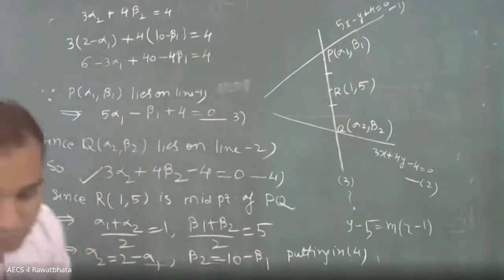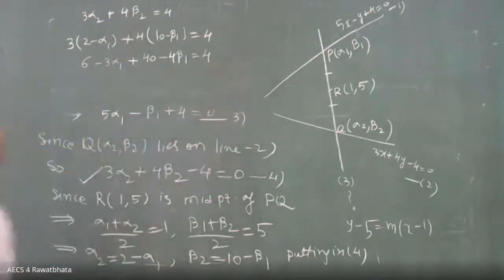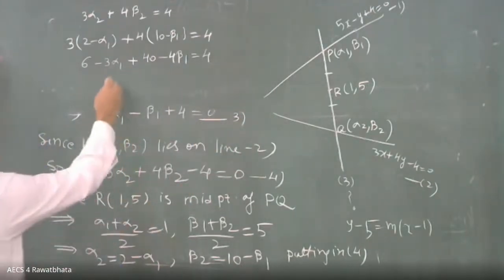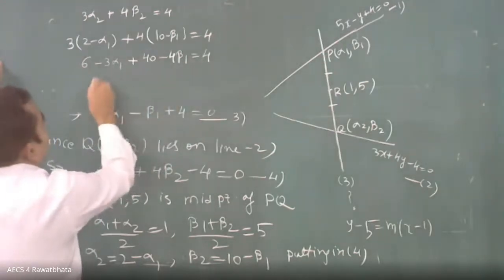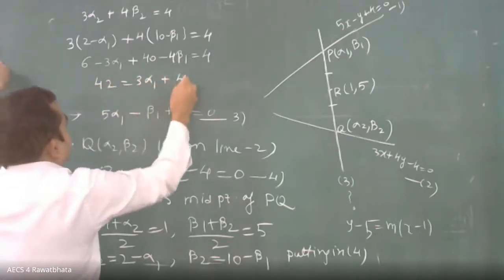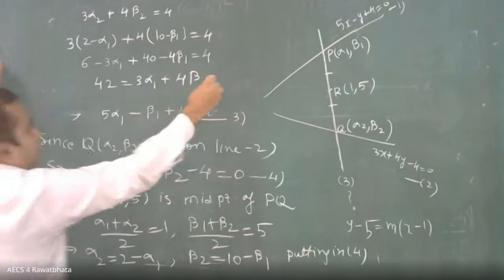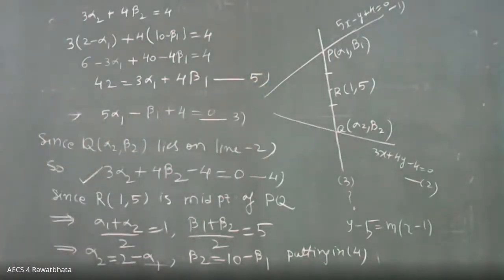And this will give you how much, students? 40 plus 6 is 46, minus 4 will be 42. 42 will be equal to 3 alpha 1 plus 4 beta 1. Please check करते जाइएगा. This is equation number suppose 5. Now 3 and 5 दोनों ही alpha 1 beta 1 में इनको solve करा लीजिए. Okay.